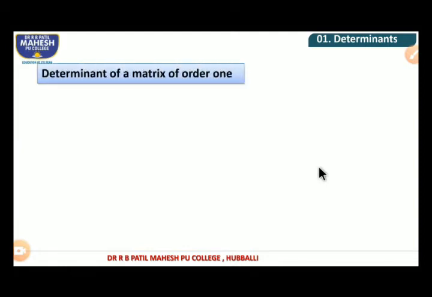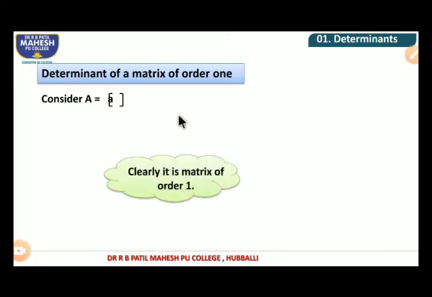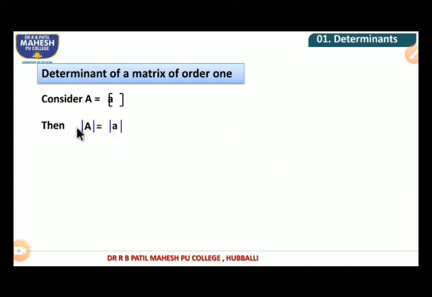So, determinant of a matrix of order 1. We will consider the determinant and find out its value. Consider a matrix which contains only one element. Clearly it is a matrix of order 1. Then the determinant of A is equal to that matrix. For that matrix we can apply the two vertical lines, so this becomes a determinant of the element A.